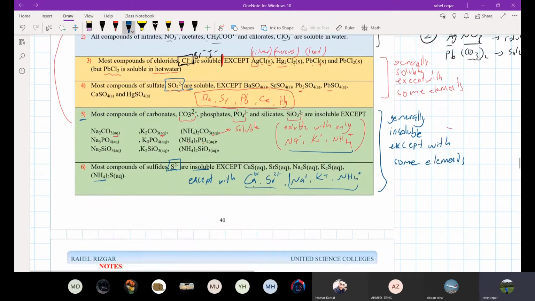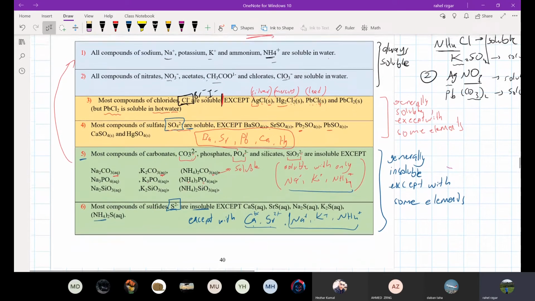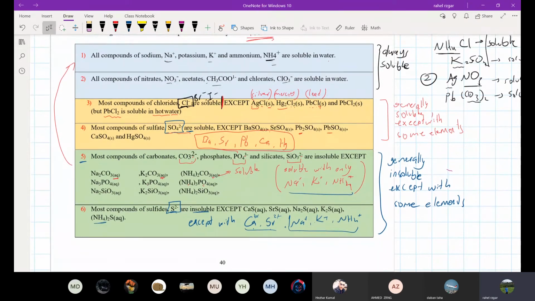For rule number 5, you have CO3, PO4, and silicate or SiO3. These are insoluble except with what? 3 things. What are those 3 things? The ones from rule number 1.